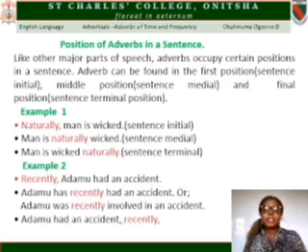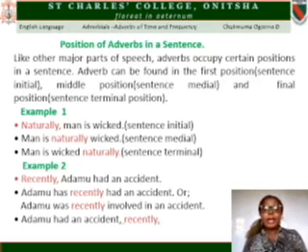Now, let's look at the positions of adverbs in sentences. Like other major parts of speech, adverbs occupy certain positions in sentences. Adverbs can be found in the first position or sentence initial, middle position or sentence medial, and final position or sentence terminal position. For example, one, naturally, man is wicked. Here, the adverb naturally is found at the sentence initial or first position. Two, man is naturally wicked. Here, the adverb naturally now occurs at the middle position instead of at the first.